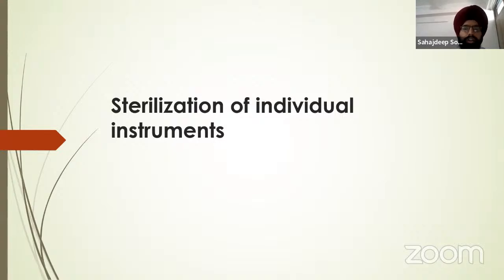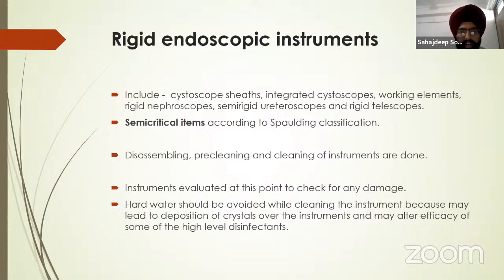Then comes sterilization of individual instruments. According to the individual instruments, we'll discuss the sterilization processes available for them. First are rigid endoscope instruments. They include cystoscope sheaths, integrated sheaths, rigid nephroscopes, and semi-rigid ureteroscopes. These are all semi-critical items according to the Spaulding classification, as discussed before.